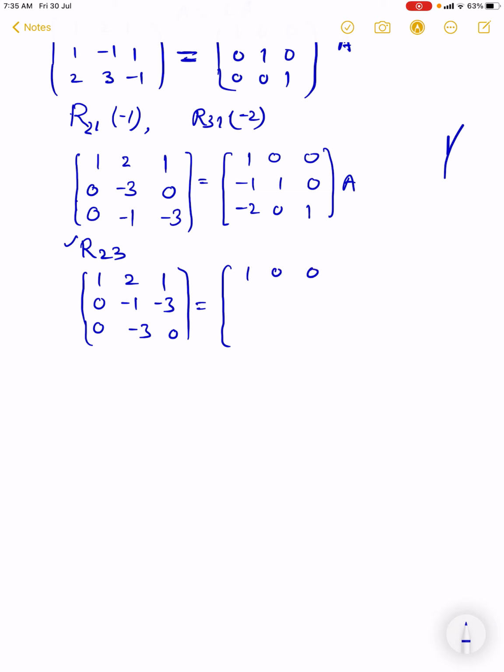1 0 0 minus 2 0 1 minus 1 1 0. Another option is, you can also apply R2 1 minus 1 by 3, then again you can find the 1. So it's better to take either this operation or this operation, whatever you want. If I apply this operation, multiply R2 by minus 1, so this should be positive. The same operations can be done on the right side, so this should be 1.